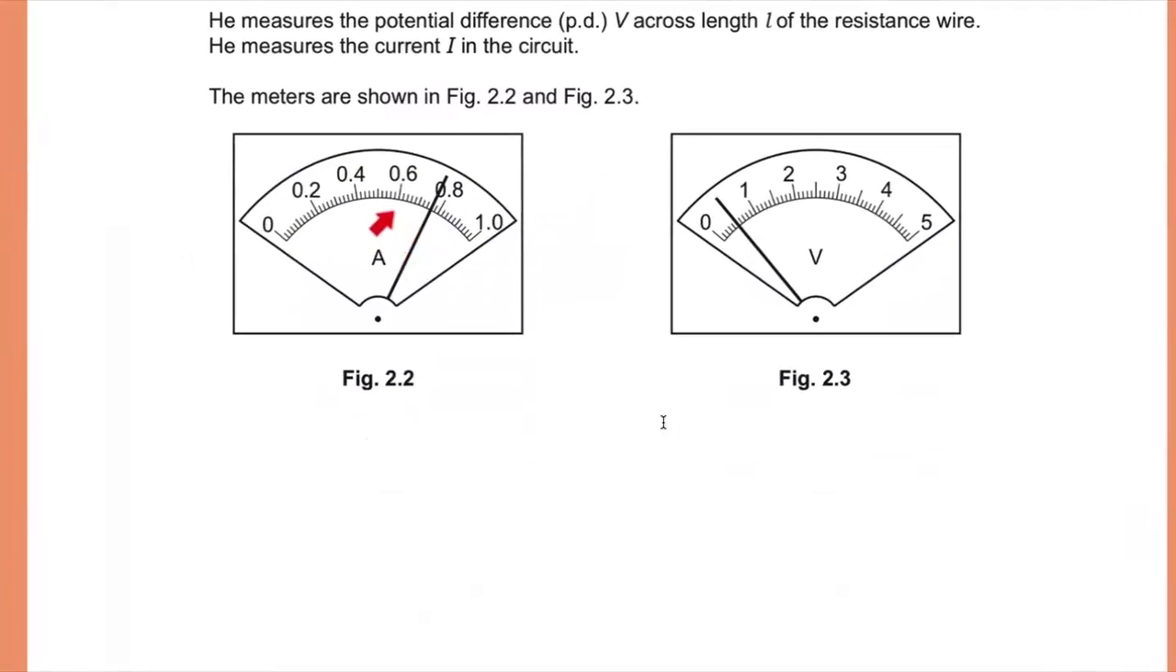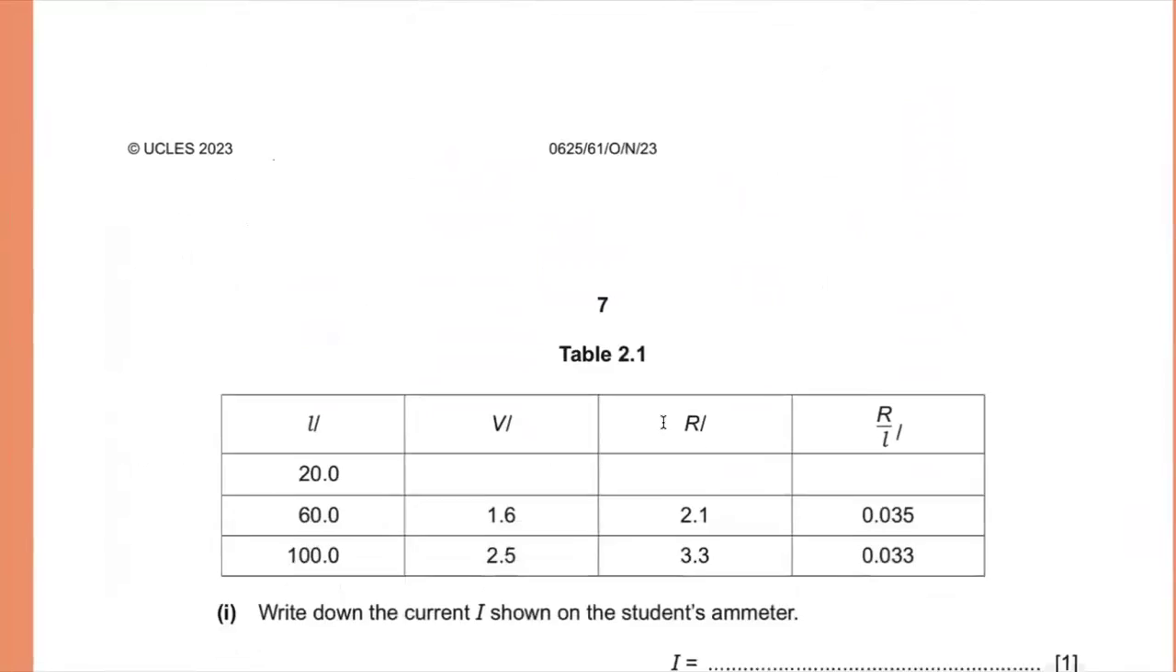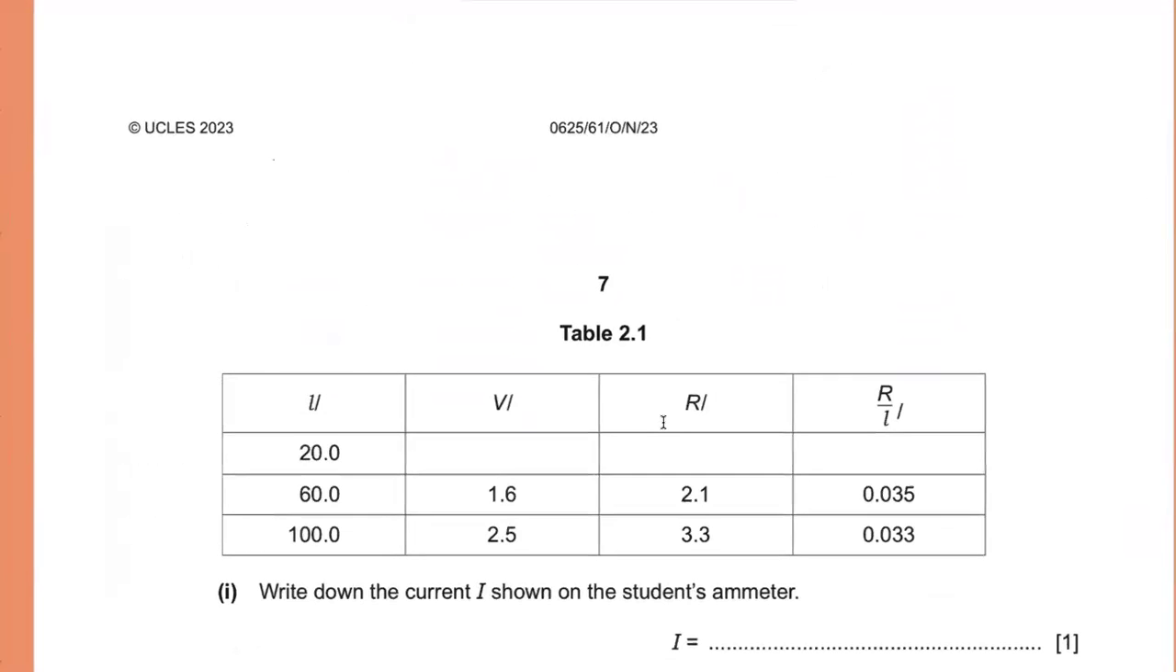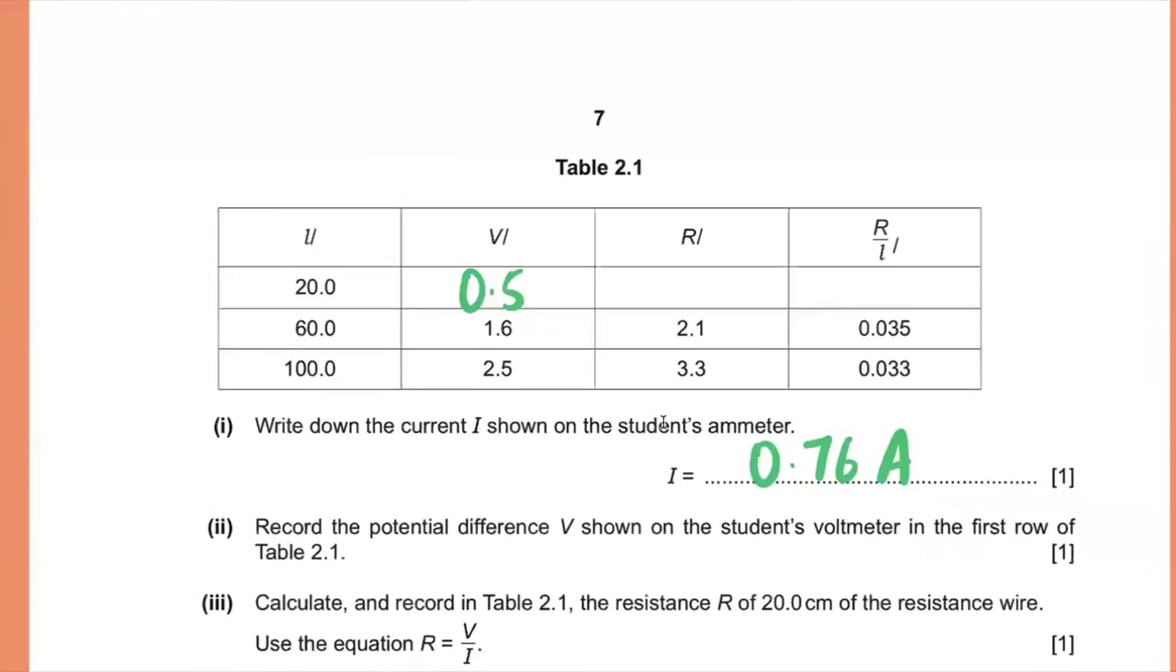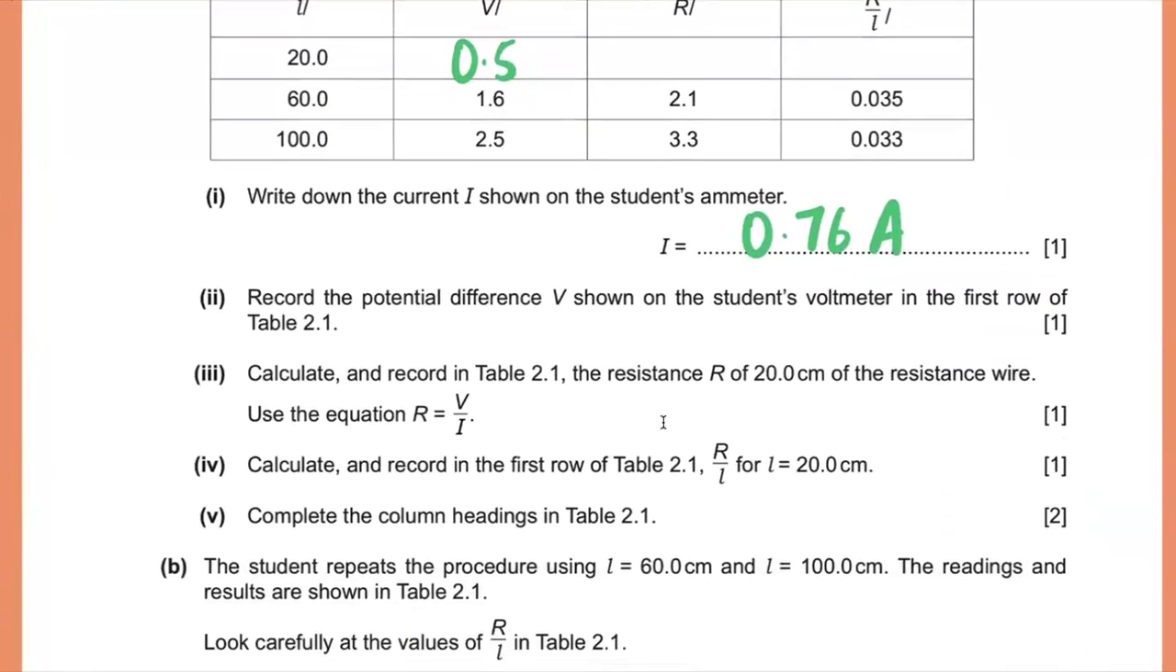So this reading, if you look at this, so right in the middle of 0.6 and 0.8 would be 0.7. So 0.72, 0.74, 0.76 amperes. And if we look here, so this is exactly in the middle. So this would be 0.50 volts, right? 0.76 amperes. Where is my I reading? All right, so we have to write it here. 0.76 amperes. And the potential difference was 0.5 volts. Calculate and record in table 2.1 the resistance R of 20 cm of resistance wire.